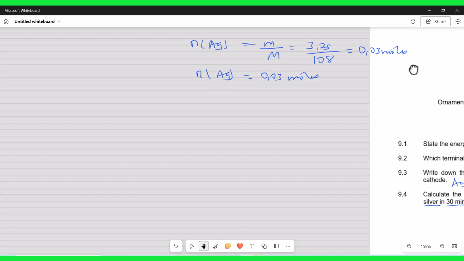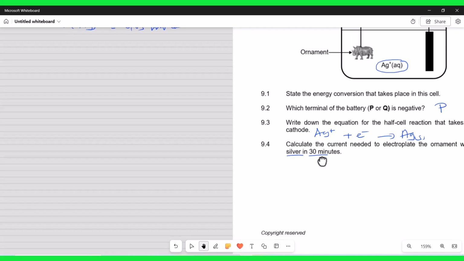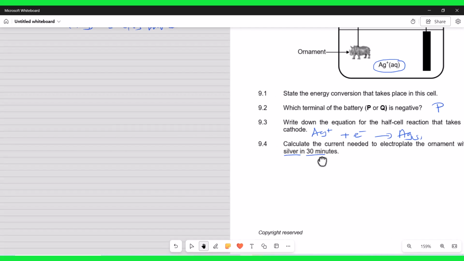What does the question want us to calculate again? Check it again. They say here calculate the current. We're looking for the current needed, but how do you get current? Current is the rate of flow of charge. So if you can get the charge and divide by change in time, we can get our current. So our task is to find the charge here. Now the moles of silver which has been used must be the same number of moles of electrons because the mole ratio is 1 to 1 from here.